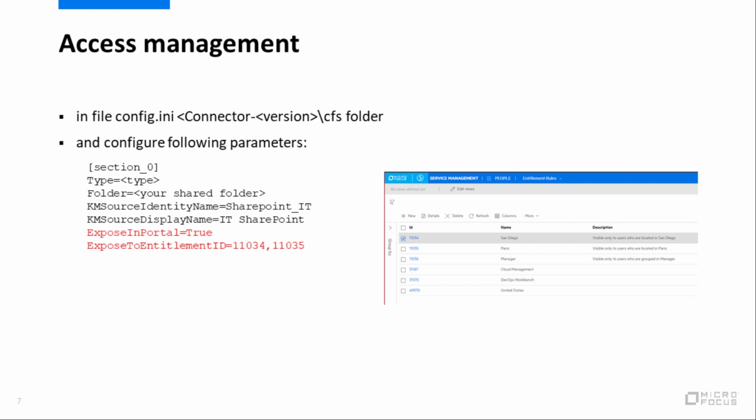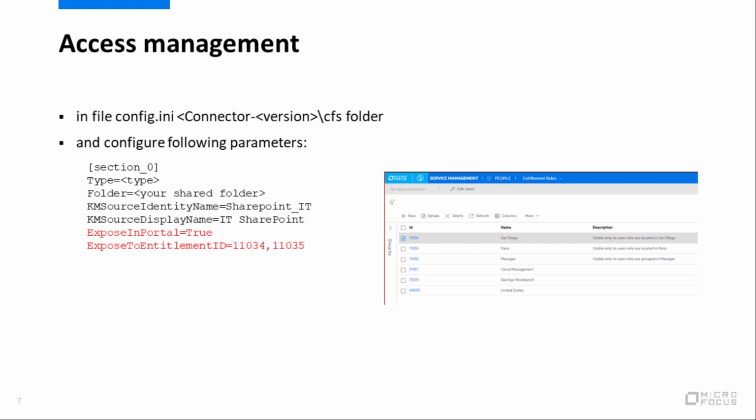There's a configuration file in your CFS folder, and this allows you to configure a couple of parameters. In this example, you can see the type, basically your SharePoint site, your shared folder, which you configured during the installation. Then you give it a name, which appears in the SMAX search results. And what I highlighted in red here, you can decide if the indexed data is made available in the self-service portal in SMAX. If you set expose in portal to true, all the data indexed from those SharePoint or Confluence connectors is also available in the self-service portal of SMAX.